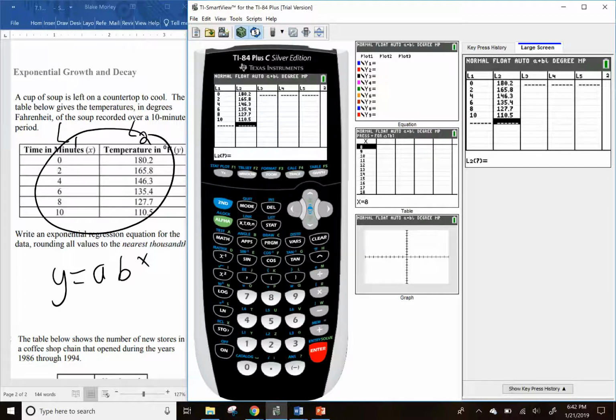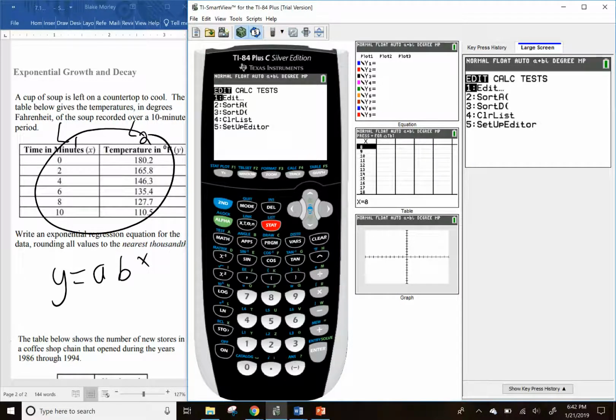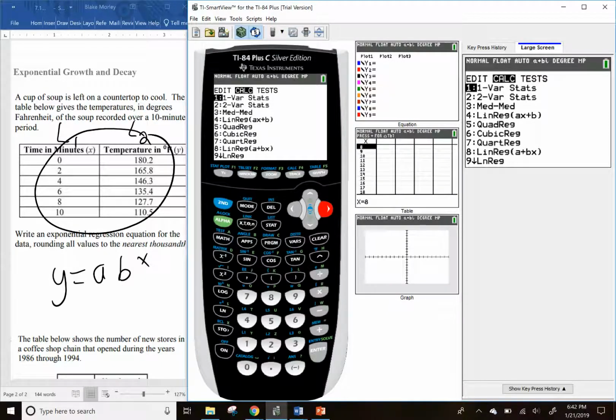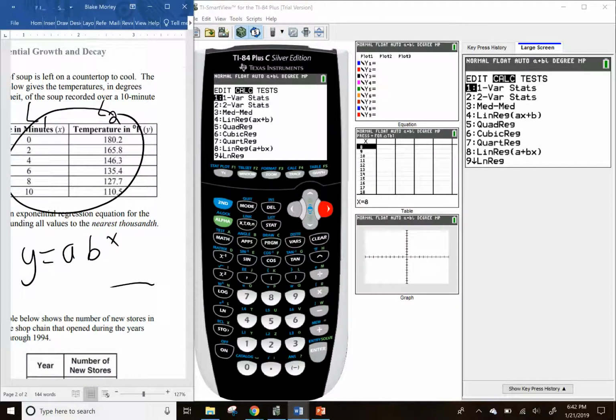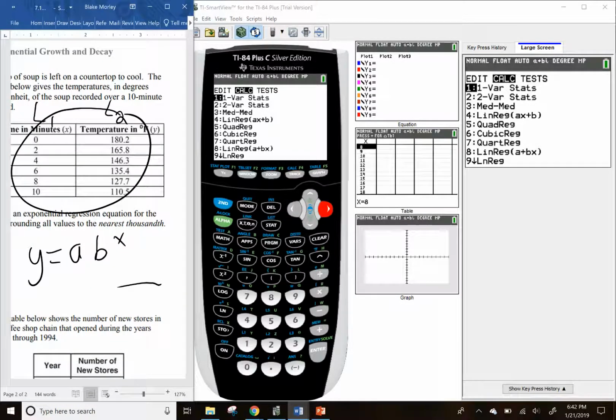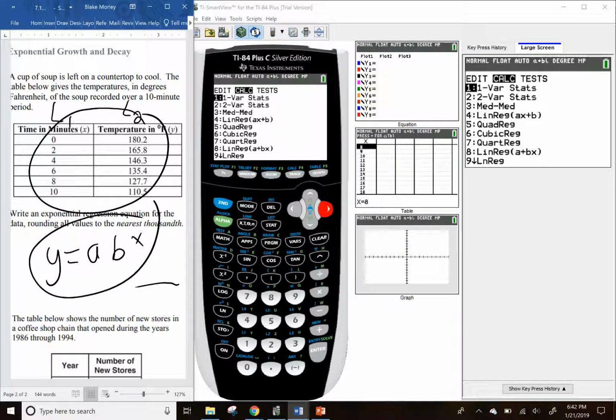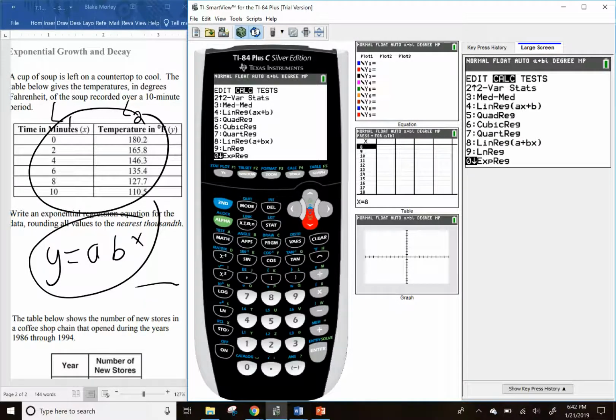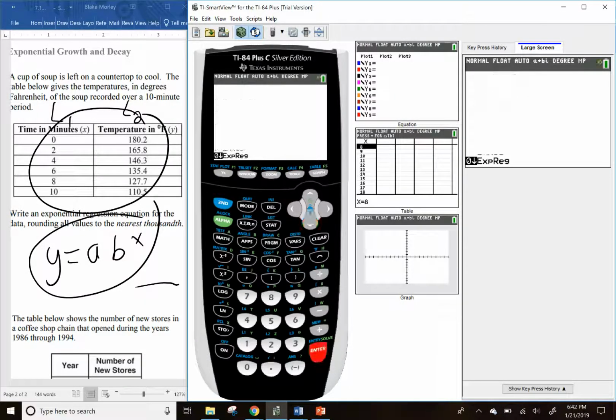Now we're going to go back to stat, and we're going to calculate. We're going to use our lists to calculate an equation in exponential form. So I know I want an exponential equation. My list here in calculate gives me a lot of options. I can make a linear regression, a quadratic regression, a cubic equation, quartic equation, some other type of linear for some reason, natural log. But here we go, the 10th one down, exponential regression, EXPREG. This will make an exponential equation for us.